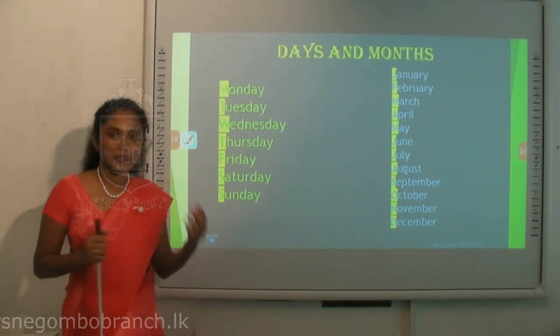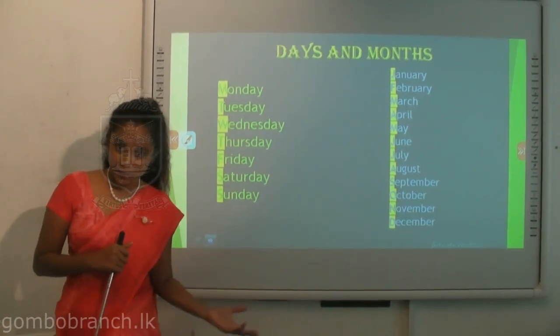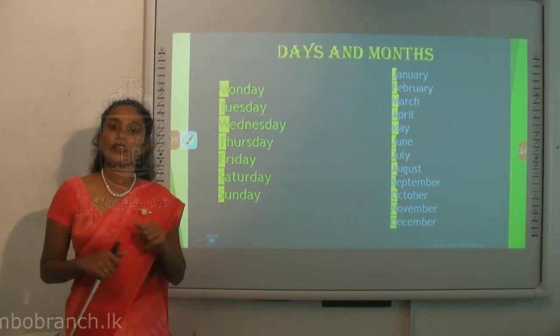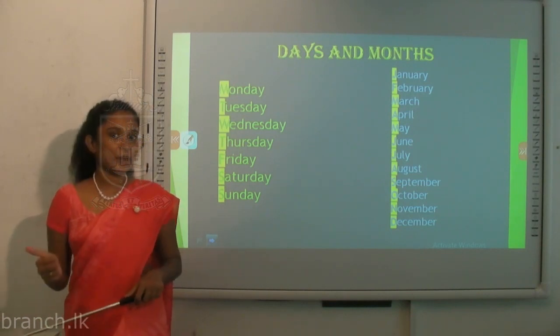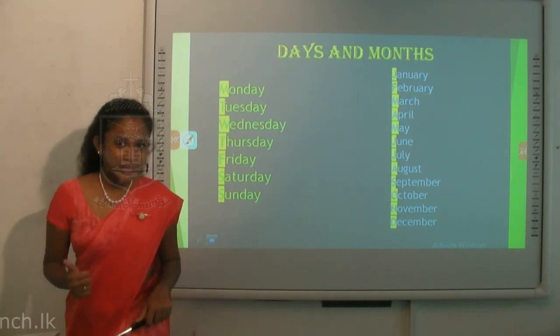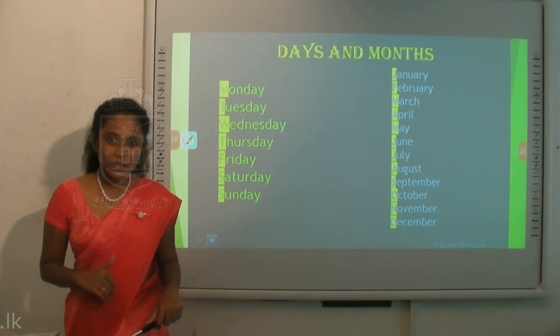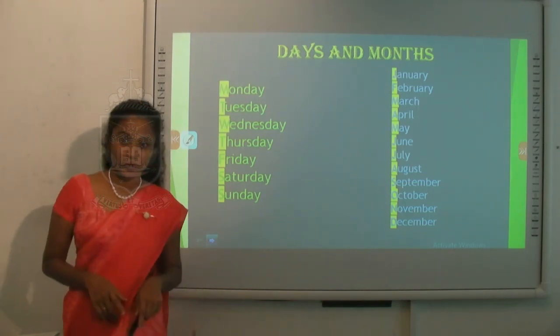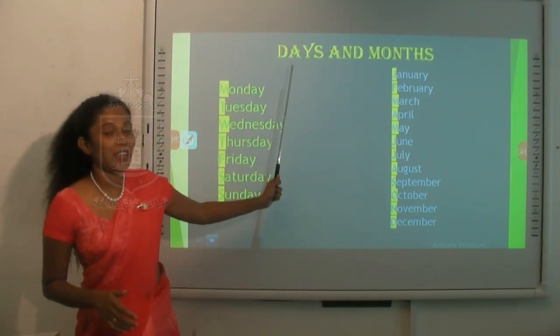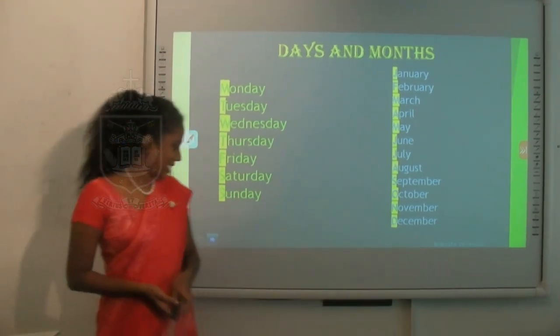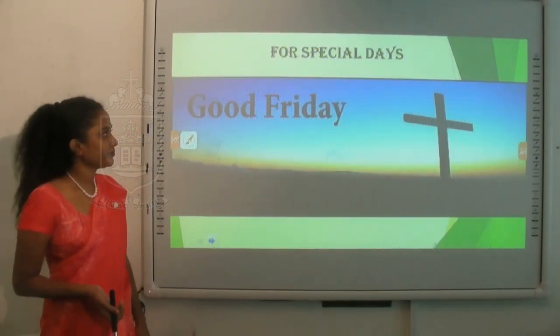So where do we use capital letters? For the names of people, the first letter is capital. For the names of places, the first letter is capital. And for the names of pets, places and countries, and for the days and months. Let's see the next one.